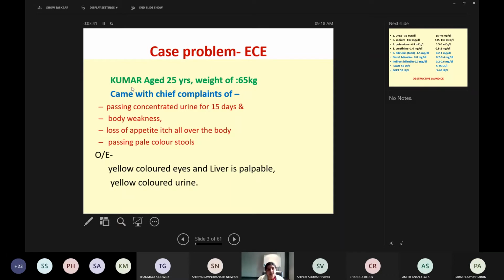So we'll begin with today's case, that is Kumar, age 25 years with a weight of 65 kg. He comes with the chief complaints of passing concentrated urine continuously for 15 days, and he's having severe body weakness also, and along with that he has loss of appetite and itching all over the body, and he even complains that he is passing stools which are pale colored, bulky, and foul smelling. So these are his chief complaints.